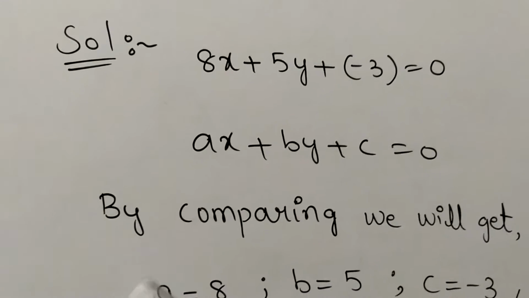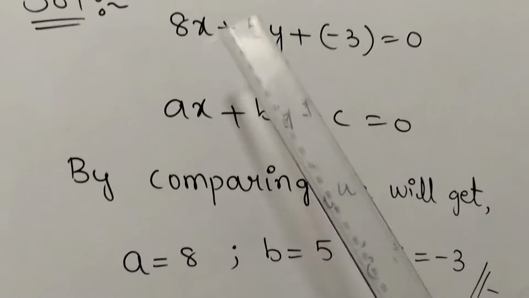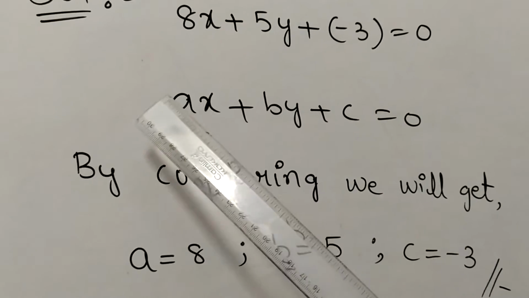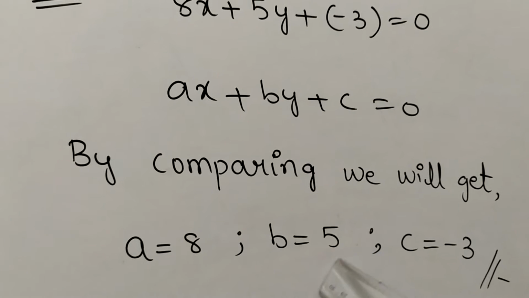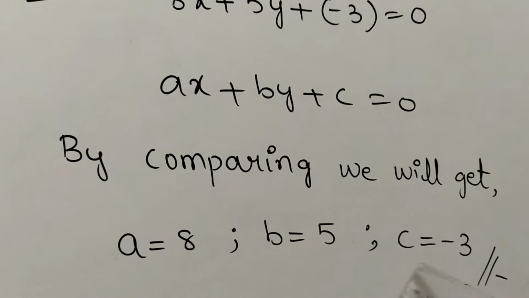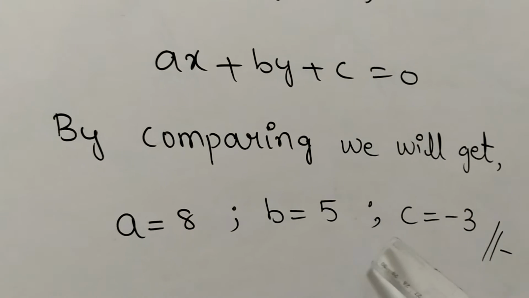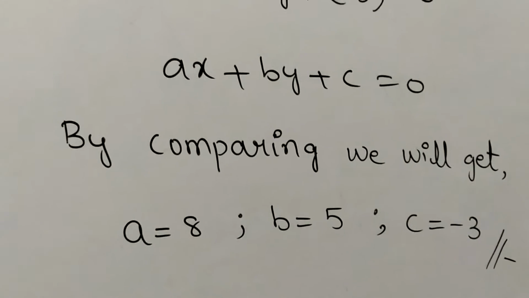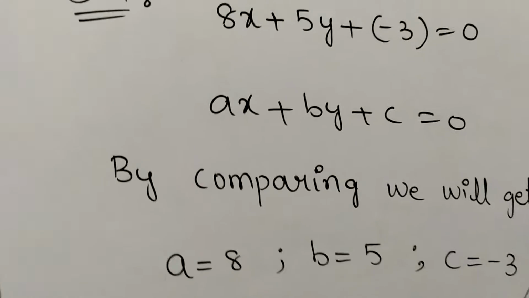So here you have to write, by comparing we will get a is equals to, by comparing these two, what you will get, a value as 8, b value, b equals to 5, and c is minus 3. Like that you have to do the comparison and write the values of a, b, c. For the remaining problems also you have to use the same process, students.